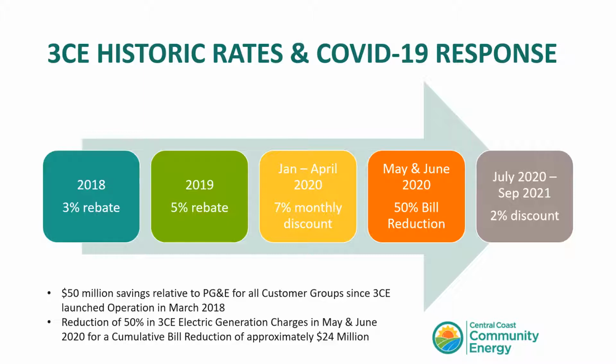And then for the remainder of the year, that discount was set at 2% off of the generation rates. Ultimately, from January 2020 through the end of the year, that combined savings with the 50% discount ended up being slightly more than our customers would have saved if we had just stayed at the 7% throughout the year. So overall, our customers during this period of time since deployment have saved over $50 million relative to PG&E for all customer classes under these models.